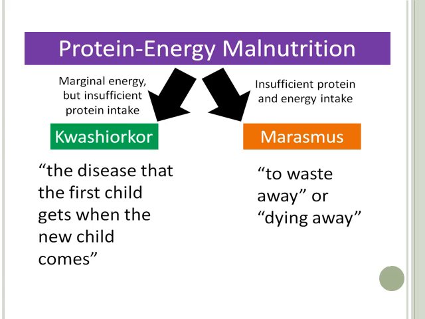The meaning of Kwashiorkor is the disease that the first child gets when the new child comes. Naturally, we will give more attention to the second child, and in addition to that, if they are having poverty or some financial crisis, that time it may affect the health of the first child. That is the meaning of Kwashiorkor. And Marasmus means to waste away or dying away.